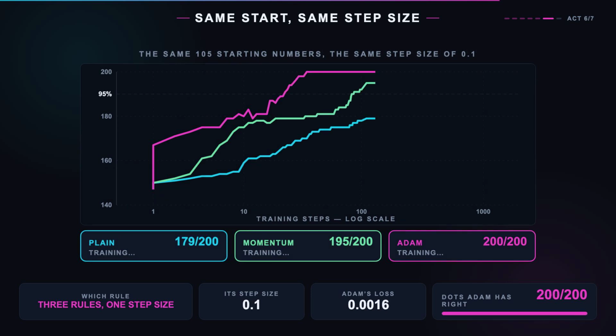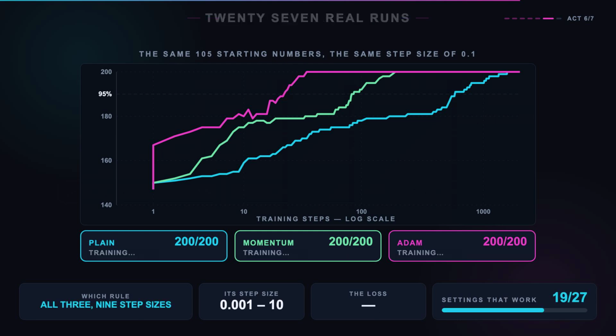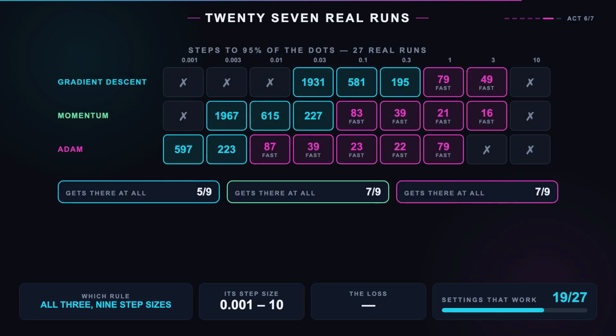Nobody has ever seen the whole surface. Nobody ever will. So the only honest test is to run it. Same network, same dots, same 105 starting numbers, same step size. 3 update rules. Plain gradient descent gets 95% of the dots at step 581. Momentum at 83. Adam at 23. Every single dot correct. 1565, 189, and 35.